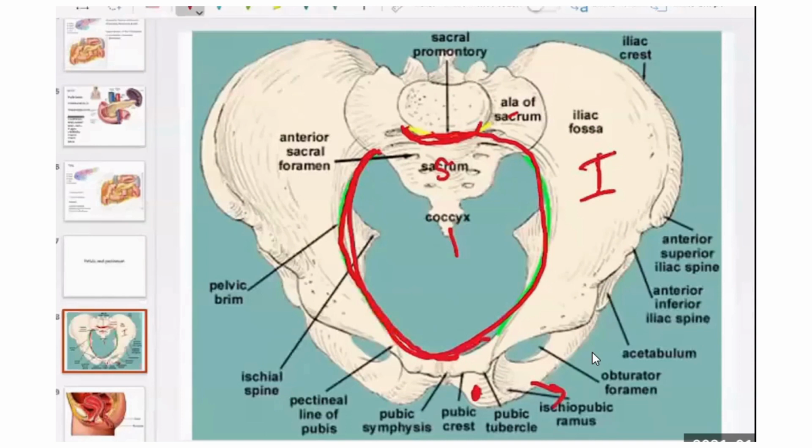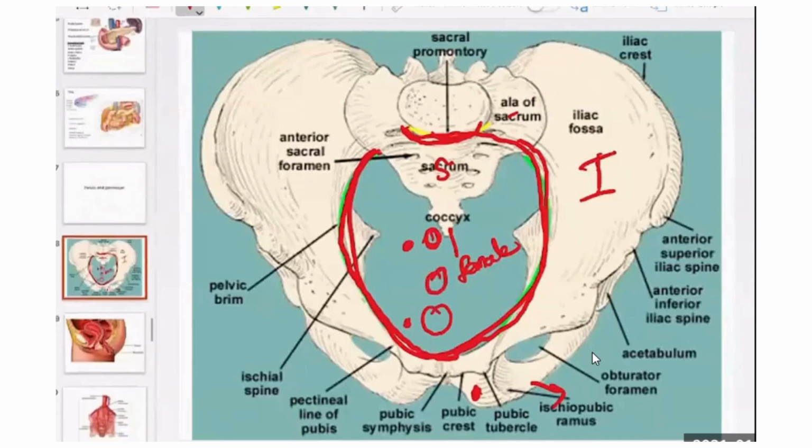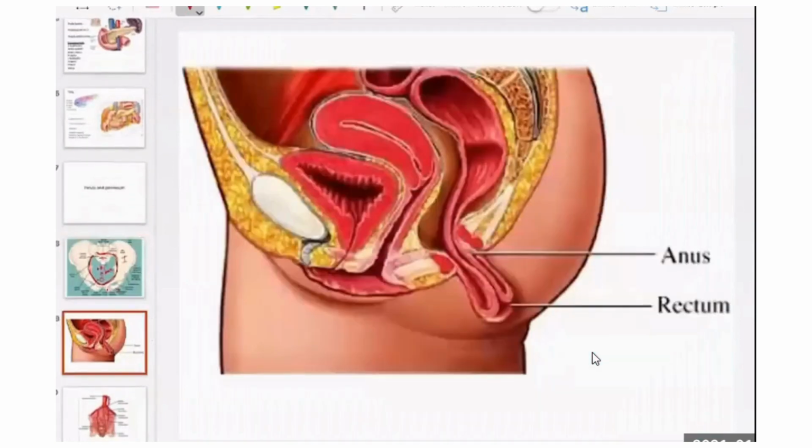In the pelvic inlet, these structures are present: urinary bladder, uterus, rectum, and anal canal in female. In male, only urinary bladder and rectum are present, where the uterus is absent. Up to this, you are clear, right? This is a section of female pelvis. You can see bladder. This is bladder, uterus, rectum, and anal canal.